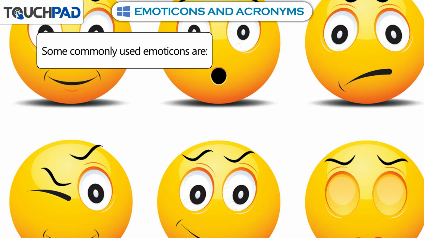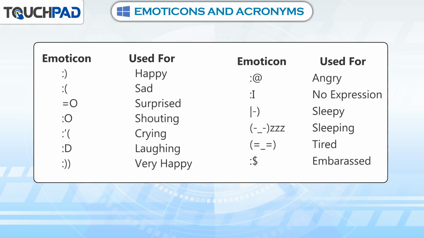Some commonly used emoticons are: colon, bracket, happy; colon, open bracket, sad; equal to O, surprised; colon O, shouting; colon, open inverted comma, open bracket, crying; colon D, laughing; colon, two closed brackets, very happy; colon at the rate, angry; colon I, no expression; straight line, hyphen, close bracket, sleepy; within brackets, hyphen, underscore, hyphen, ZZZ, sleeping; within brackets, is equal to, underscore, is equal to, tired; colon, dollar, embarrassed.